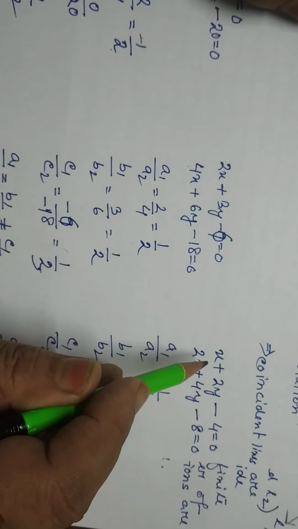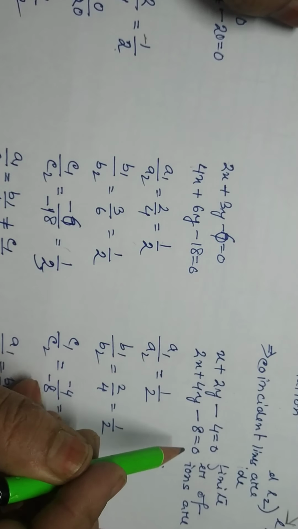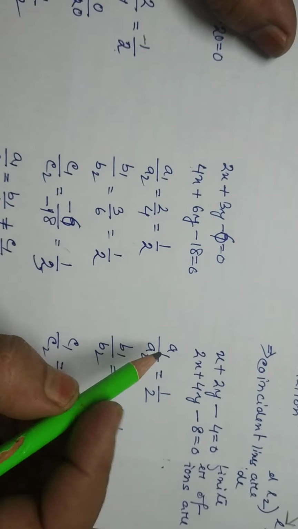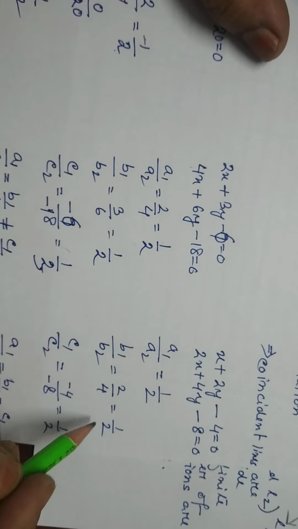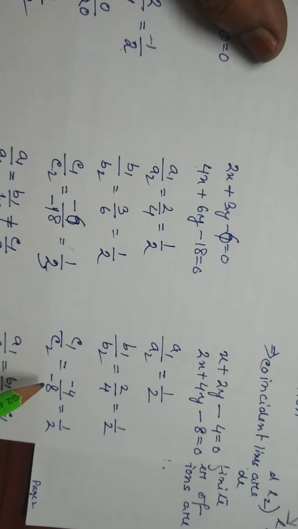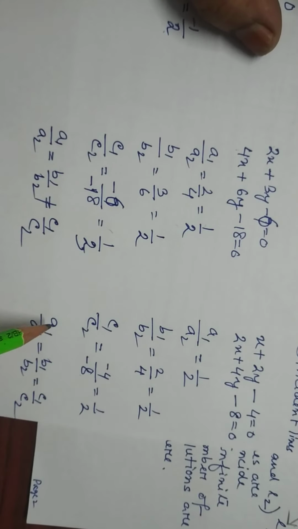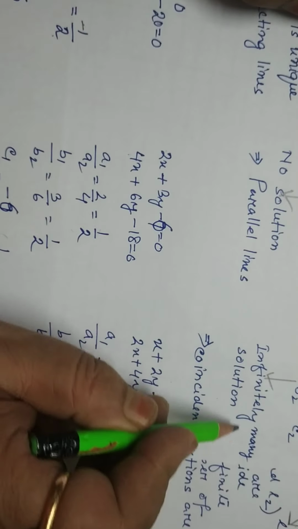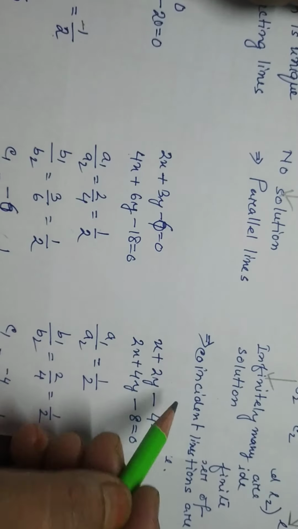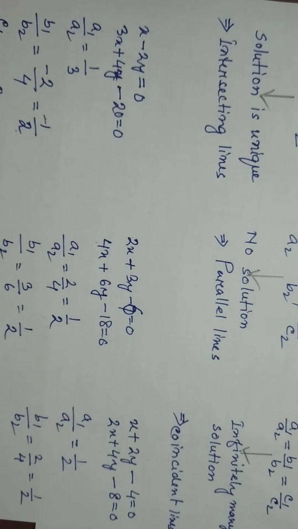And the third example: x plus 2y minus 4 equal to 0 and 2x plus 4y minus 8 equal to 0. Here a1 by a2 is 1 by 2, and b1 by b2 is 2 by 4, which is 1 by 2. Again c1 by c2 is minus 4 by minus 8, which is 1 by 2. So all ratios are equal to 1 by 2, therefore a1 by a2 equals b1 by b2 equals c1 by c2. Therefore there are infinitely many solutions. Why? Because the lines are coincident. I hope all of you understand.